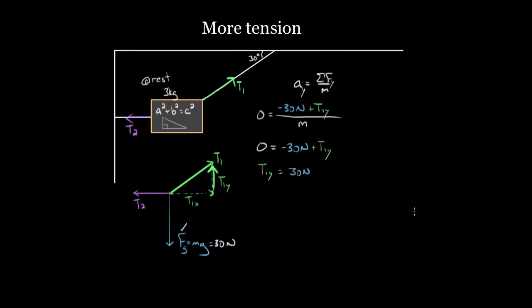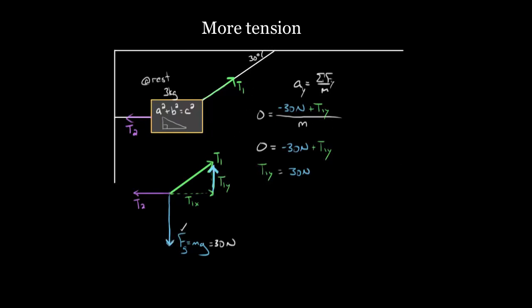And that makes sense. I mean, this T1y is the only component that's balancing out gravity. We know it has to balance because there's no acceleration vertically. So this T1y has to be the exact same size as the force of gravity. I drew it, it's not proportional here. Sorry about that. I should have drawn it with this component exactly the same length as this component because they have to be the same. They have to cancel.